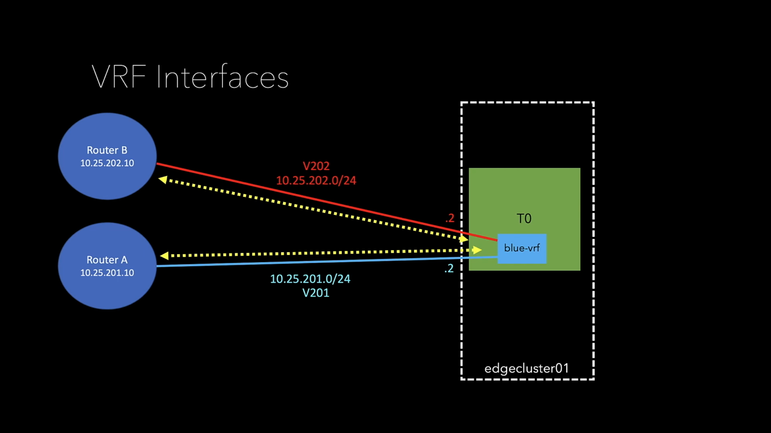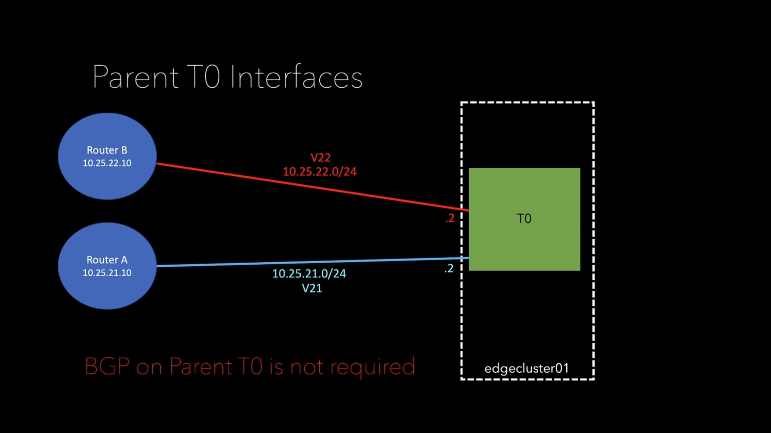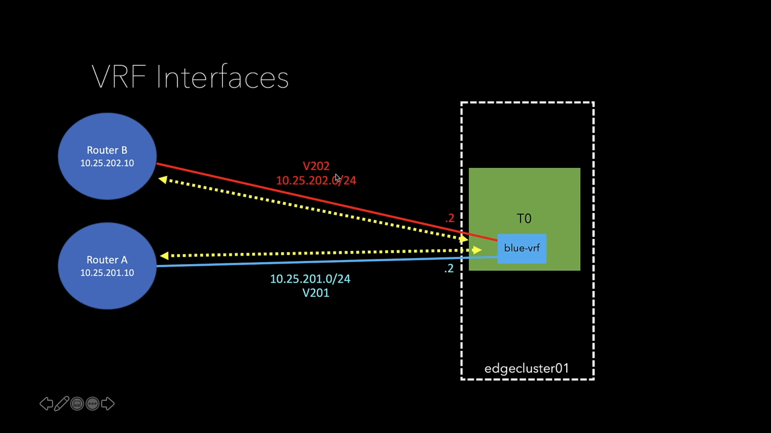So basically, if you look at this, we've got these interfaces on our VRF setup and we've got BGP configured from the blue VRF. Now going back a slide, you see I didn't have BGP configured here on the parent T0. I've got these interfaces, right? VLAN 21, VLAN 22 on the parent T0. Moving forward on the VRF, I also have left and right interfaces, but I've got VLAN 201 and VLAN 202. So they're completely separate VLANs, they're not overlapping. That's a key point to point out here.